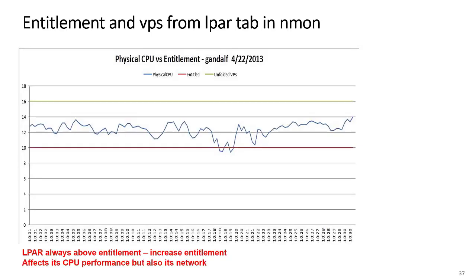One of the nice things about nmon is that on the LPAR tab, it actually gives you a graph that shows you what your entitlement is, which is the brown line, and then what you're actually using for physical CPU and how many VPs you have unfolded. So this is that example I showed you where I was using 12.71 cores, but my entitlement was 10, and there's 16 cores that I could actually use. Obviously, since throughout this time I was above entitlement, if this is the case over enough of a period of time, we need to increase the entitlement on this box, probably to 14 cores.